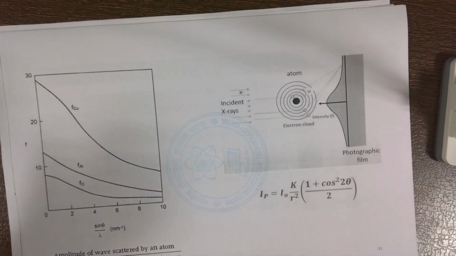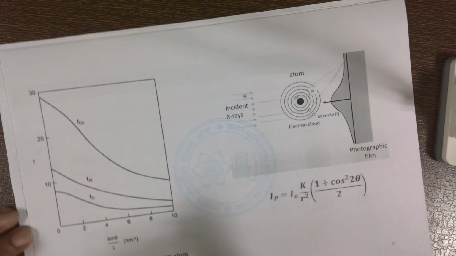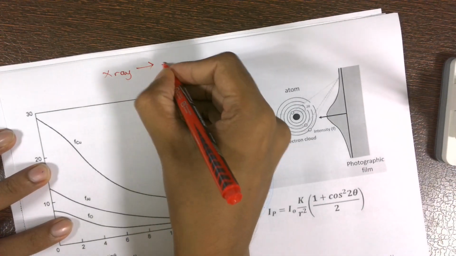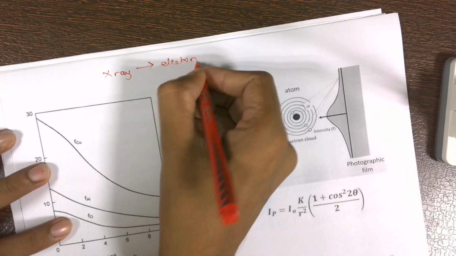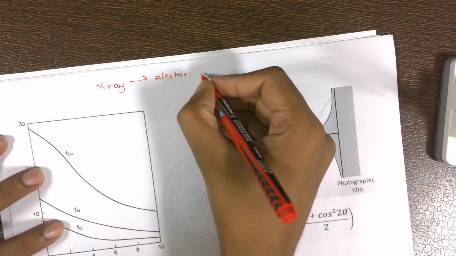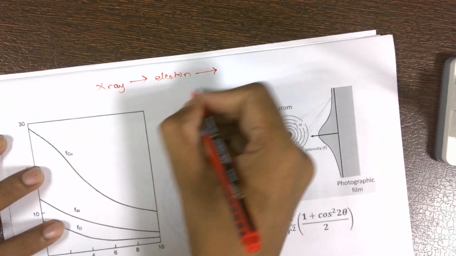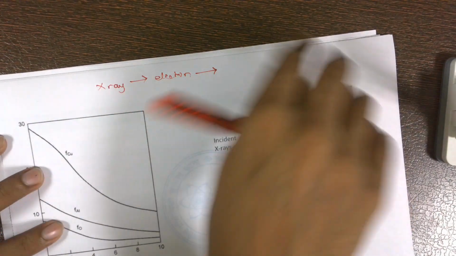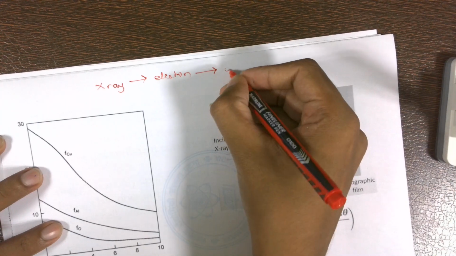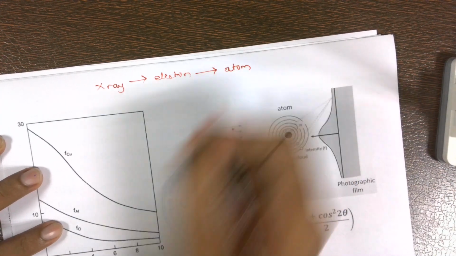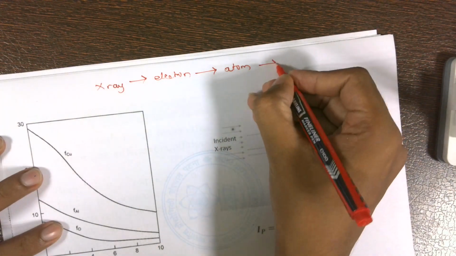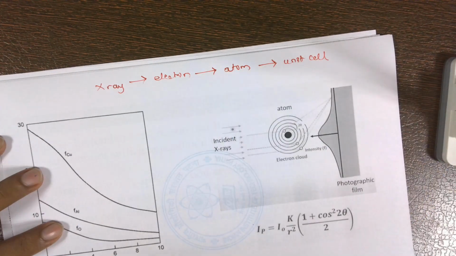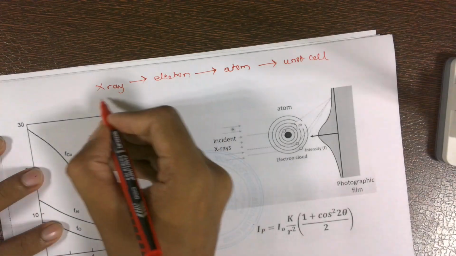This K alpha X-ray is going to the material, and how is it going to interact? Your X-ray will first interact with an electron. We will see how one electron interacts with an X-ray, then how the collection of electrons collectively interacts. From here, we'll see how the atom interacts, and then how the unit cell interacts with the X-ray overall. So this is our aim.